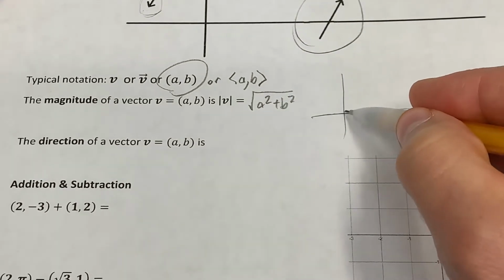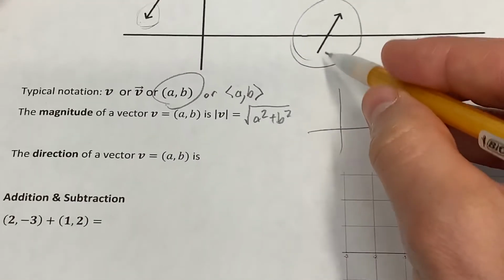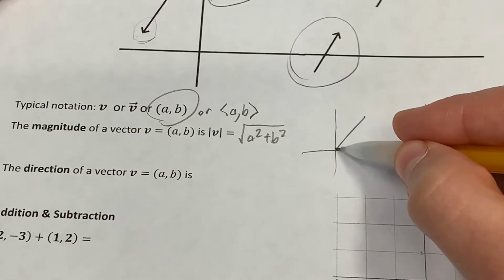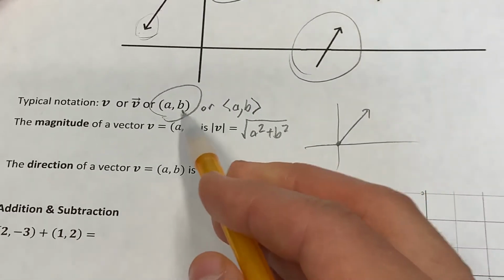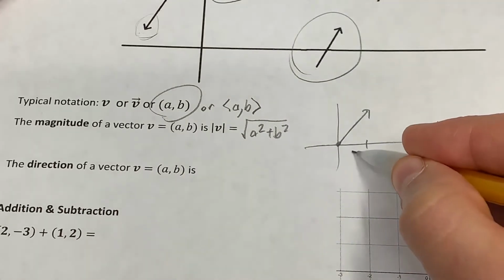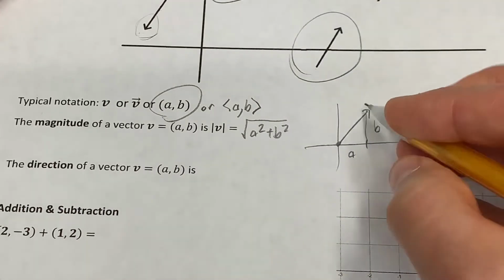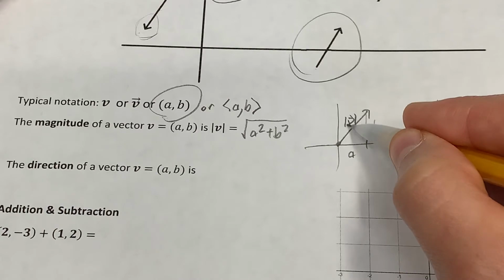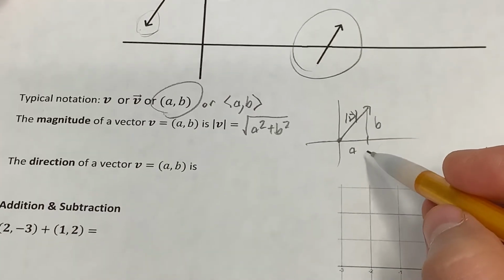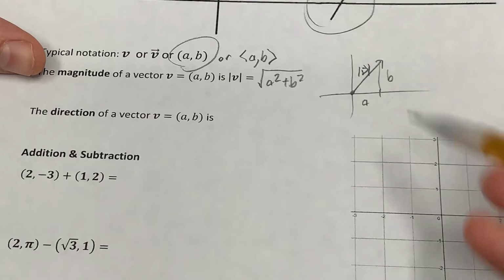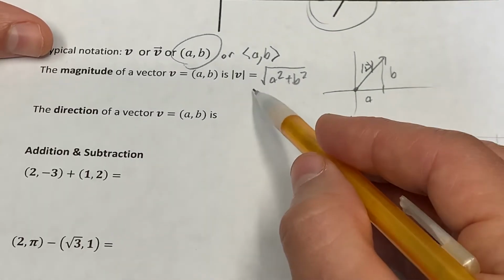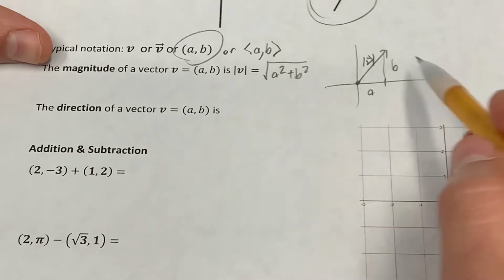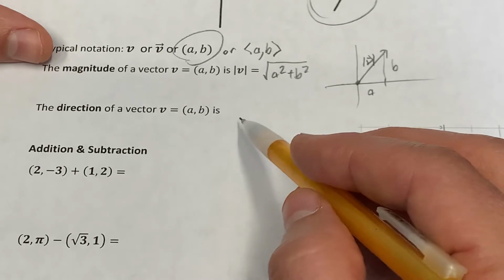Since any vector is equivalent as long as it has the same magnitude and direction, if we were starting it at the origin, that would be a safe assumption. This would say we'd go over a, we'd go up b, and we want to know what the magnitude of this thing is. And so we'd use a squared plus b squared equals c squared, right? So what's the direction? Now the direction, and hopefully this rings a bell in your memory about polar coordinates.